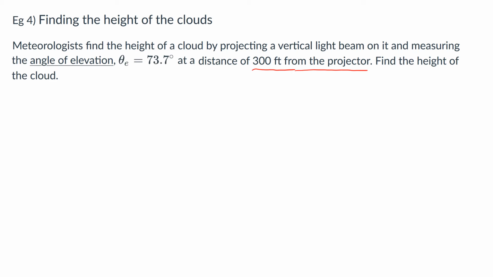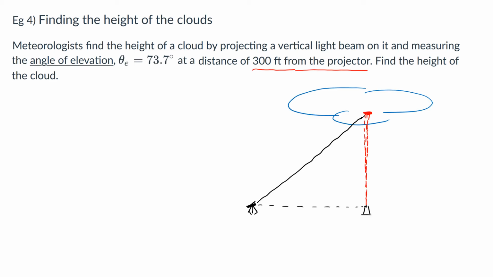So let's draw this situation. Again, what it says is that the meteorologist finds the height of a cloud by projecting a vertical light beam on it and measuring the angle of elevation, which is 73.3 at a distance of 300 feet from the projector. So you go from the projector and see what's the angle and find the height of the cloud. So let's draw the situation. So we have the clouds, and then we have the flash down here, and then the detector. So you're going to detect it.